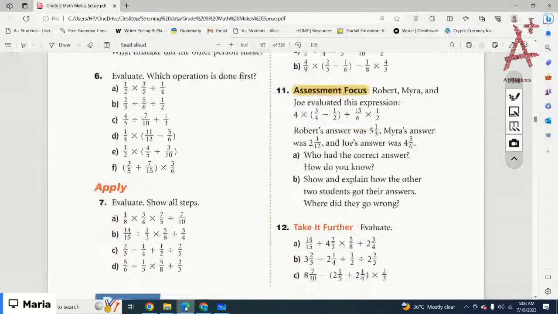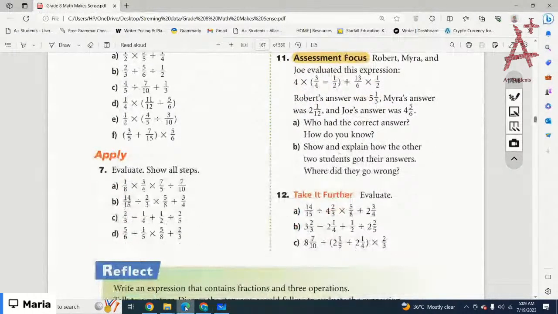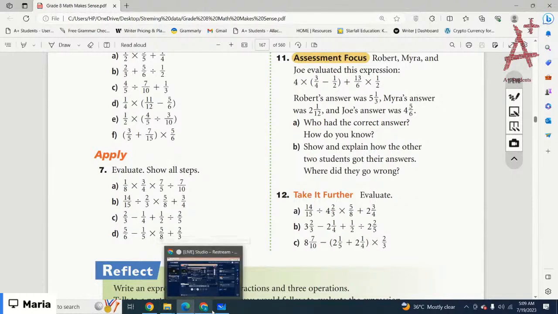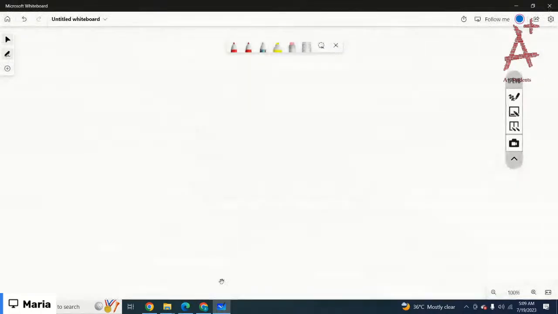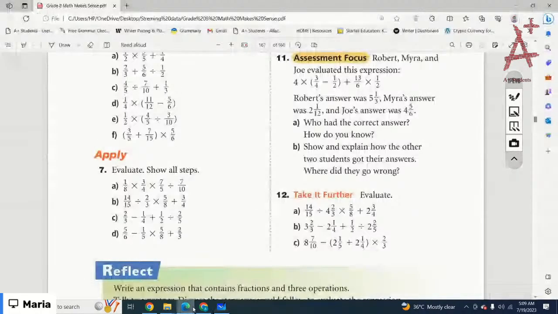Okay, let's just move on to question number 17. Evaluate, show all steps. Let's just start with question number 17A. It is 16 over 18, not... okay.